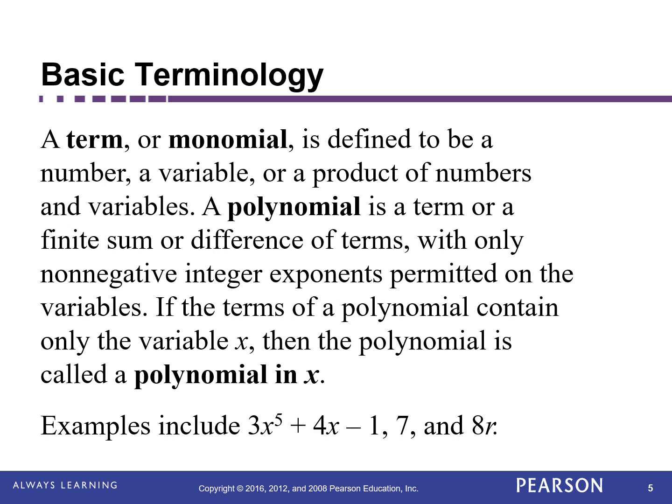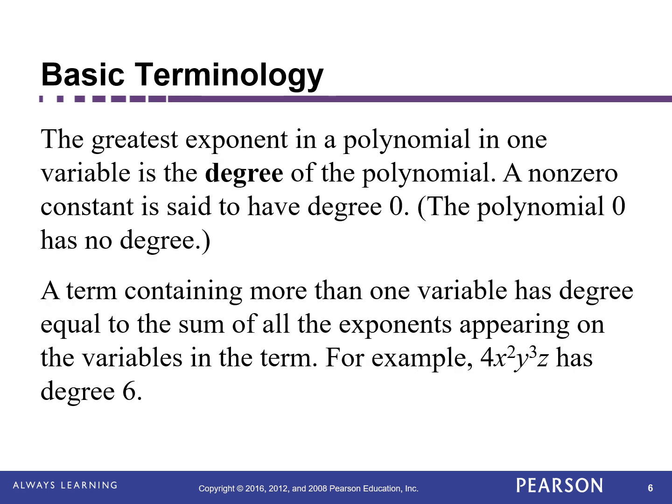A term or monomial is defined to be a number, a variable, or a product of numbers and variables. A polynomial is a term or finite sum or difference of terms with only non-negative integer exponents permitted on the variables. If the terms of a polynomial contain only the variable x, then the polynomial is called a polynomial in x. Examples include 3x to the fifth plus 4x minus 1, or 7, that's also a polynomial, or 8r. So many different examples of what it could be.